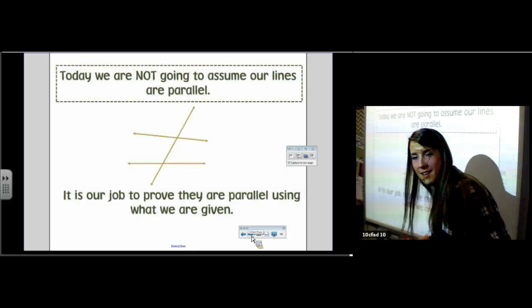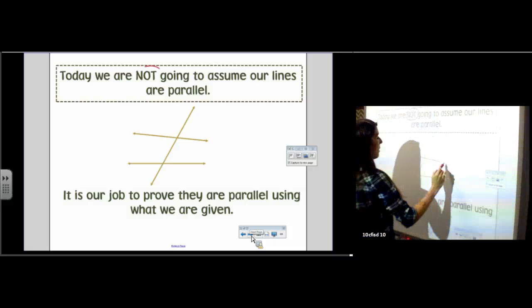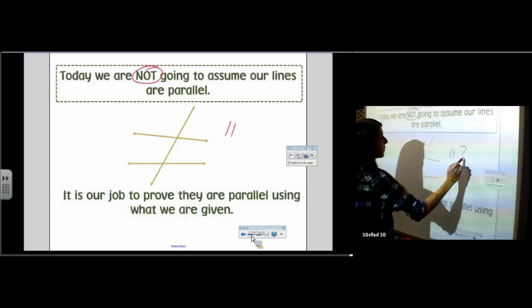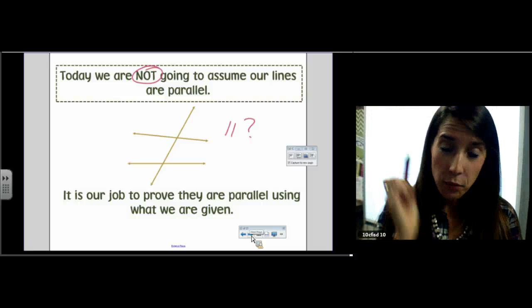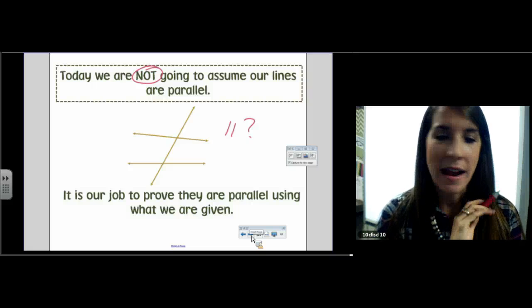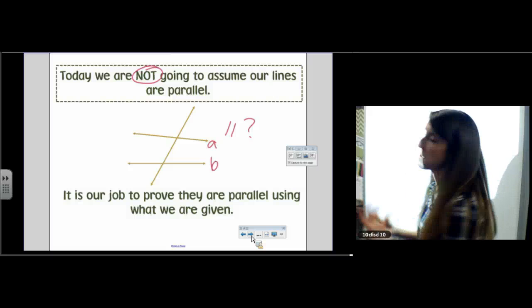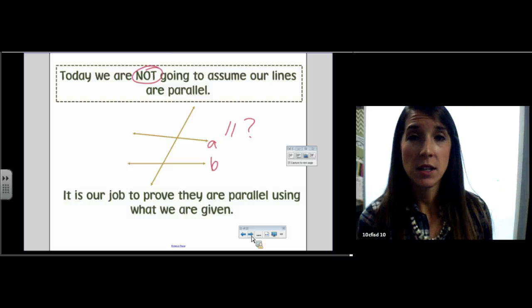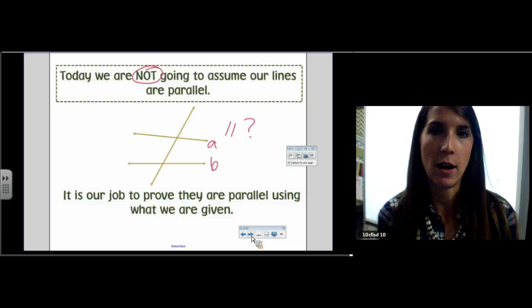So today, we are not going to assume our lines are parallel. Are they parallel? I don't know. The jury is still out. It is our job to prove they're parallel using what we're given. So we're going to start off by not knowing they're parallel. In this picture, is A parallel to B? I don't know. And so we're going to use whatever they give us to determine whether they're guilty or not guilty of being parallel.